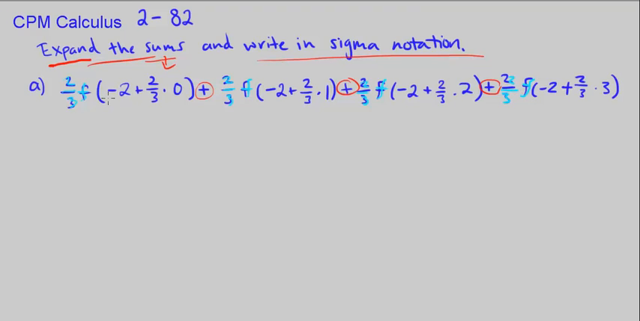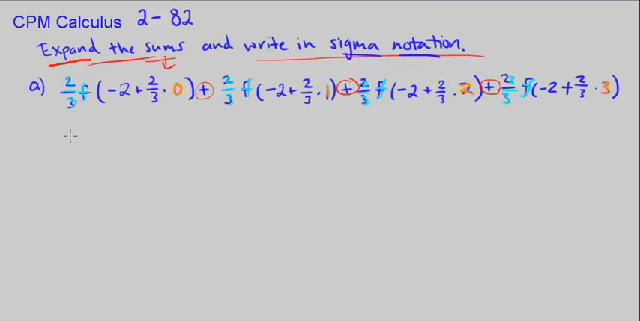Inside, as the argument or the input to the function, is -2 plus 2/3 times 0, -2 plus 2/3 times 1, -2 plus 2/3 times 2, -2 plus 2/3 times 3. So the only thing changing in there is the multiplying by 0, by 1, by 2, and by 3. Okay, so how do we write this and expand to write in sigma notation?